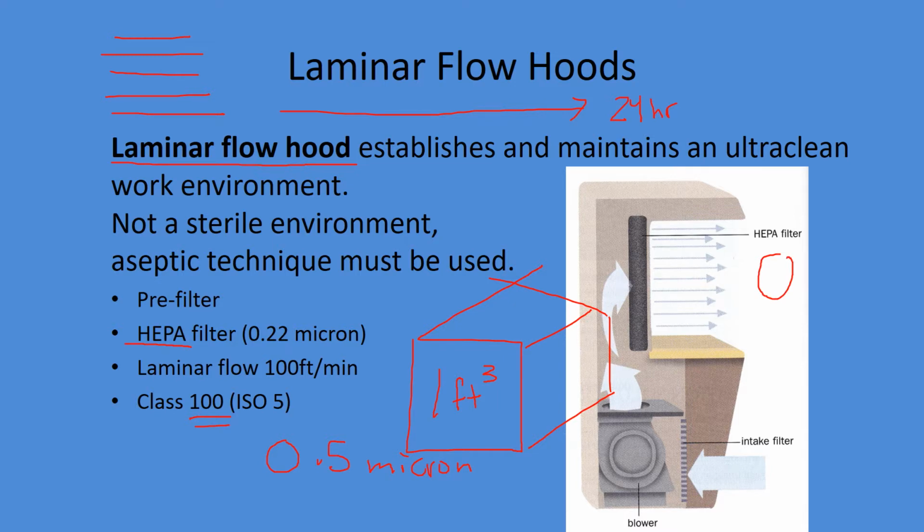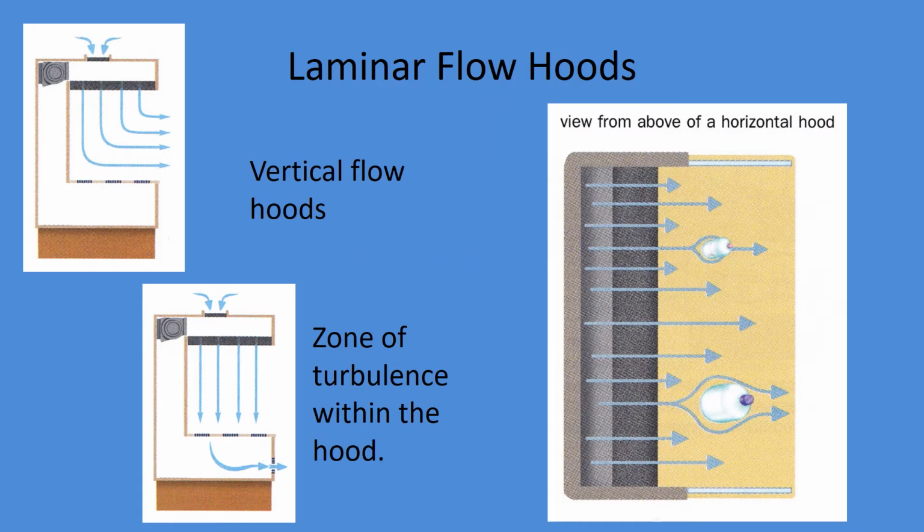So the operator will be right about here, and the only thing that enters the hood would be their hands. You want to keep your head out of that front edge. Different variations. We have the vertical flow hood. The only difference is the air is coming from the top down, and it could vent towards the operator, or it can vent through the work surface. And then the operator wouldn't worry about it bouncing off their surface.